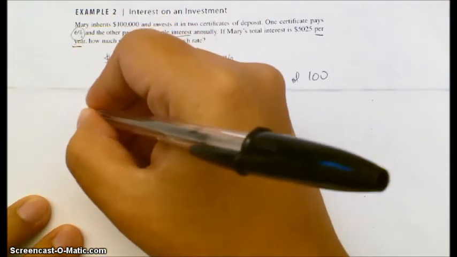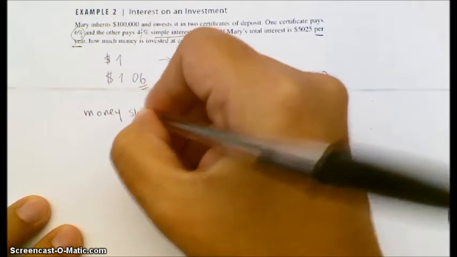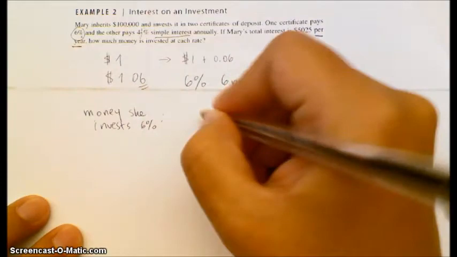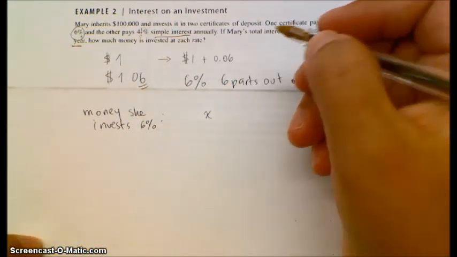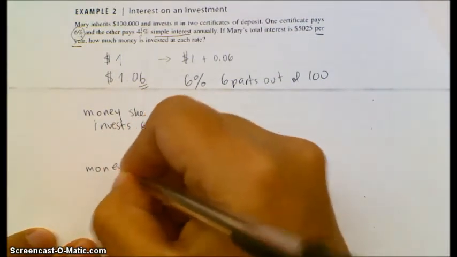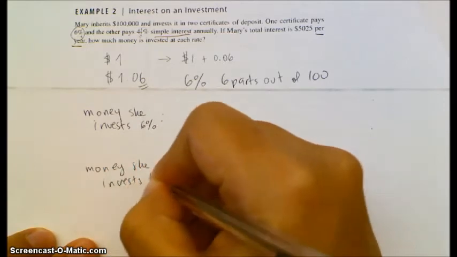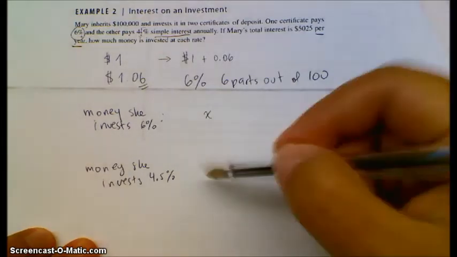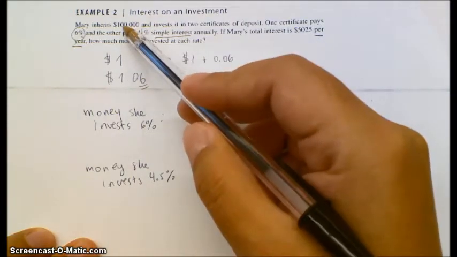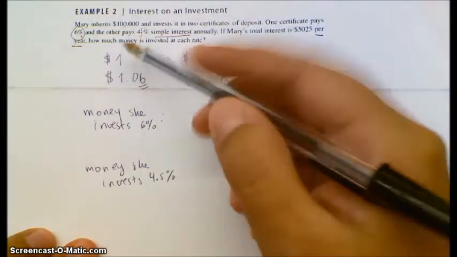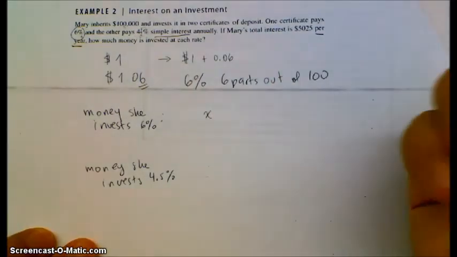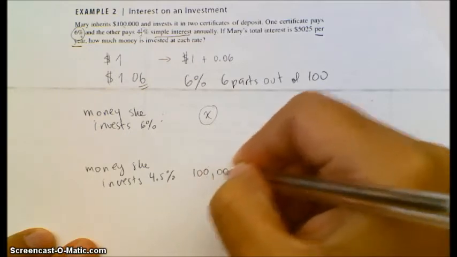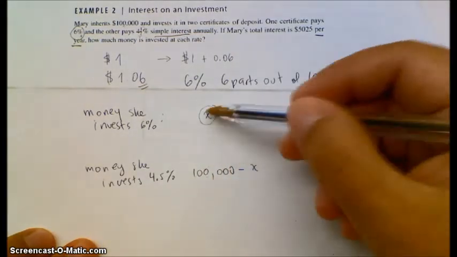So let's talk about the money that she invests using the 6% certificate. Okay, so I'm gonna call that money X. So naturally, the money that she invests using the other certificate, you can call it Y or you can call it any letter. However, you know that both amounts add up to 100,000. So it is easier for me to keep it using the variable X rather than adding another variable. So if the money she invests in one certificate is X, whatever is left over is 100,000 minus X. Because when you add these two amounts, you get 100,000.